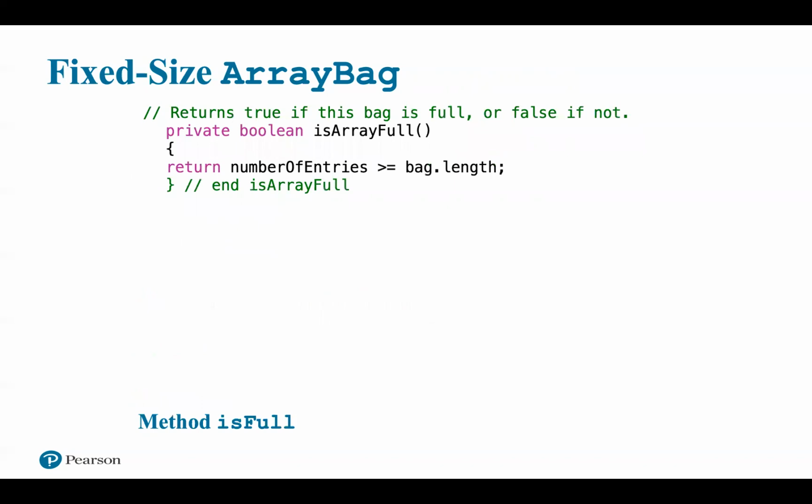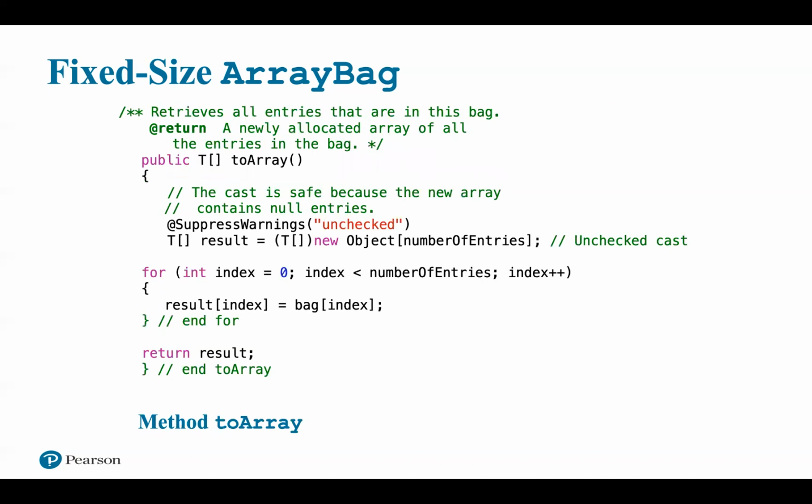Now we have the method isArrayFull. A bag is full when it contains as many objects as the array bag can accommodate. This situation occurs when the number of entries is equal to the capacity of the array. Thus, isArrayFull has the following straightforward definition as we have shown here in the chart.